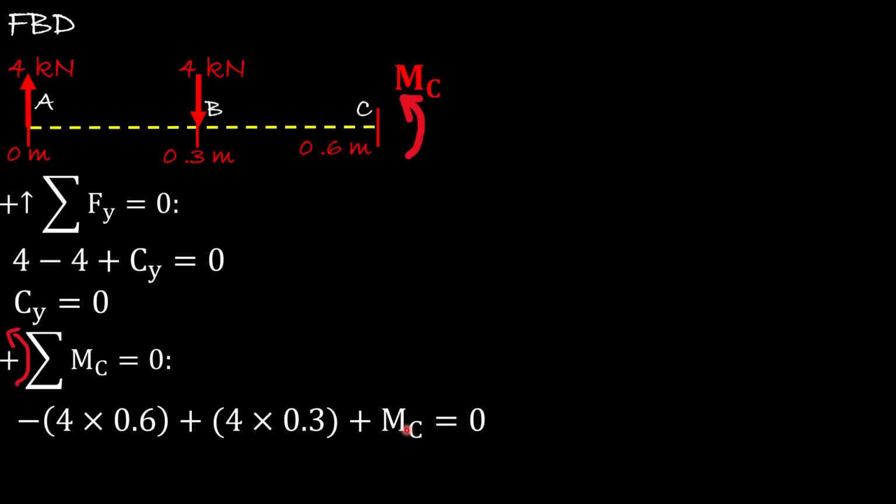And now we can solve for the moment at C, which will equal 1.2 kilonewton times meter. So we can erase this and it will give us 1200 Newton times meter. And since it is positive, that means that our initial assumption that the moment is going counterclockwise is correct.